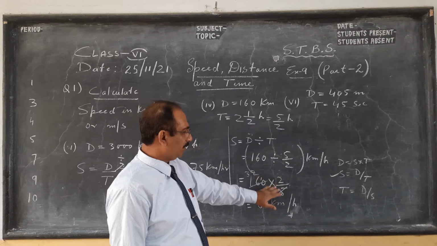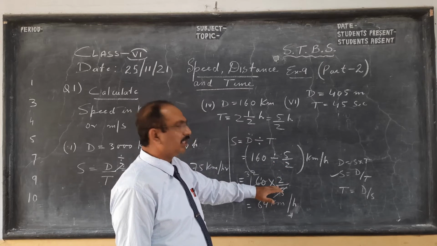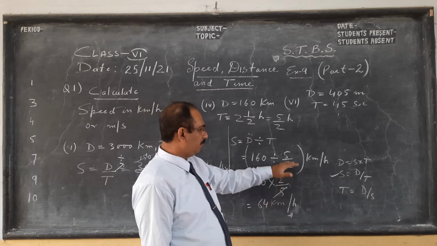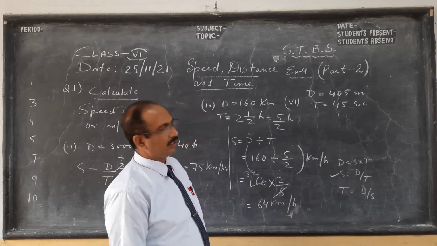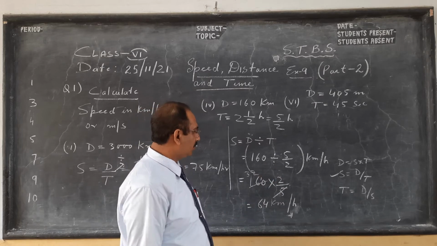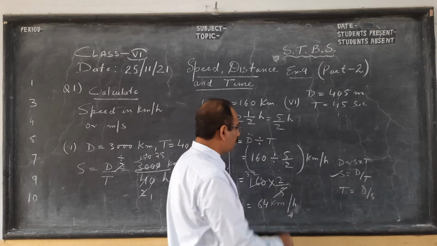So when division becomes multiplication, I said simple equation, no? When division becomes multiplication, the denominator becomes the numerator and the numerator becomes the denominator. That's why I have used this division. Okay, now this will also be in kilometer per hour.